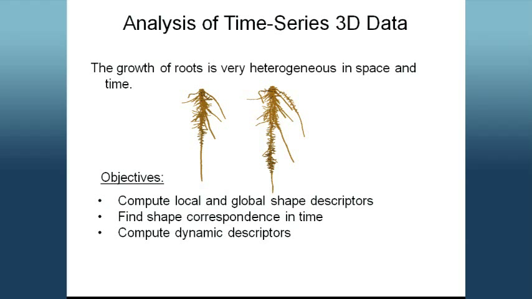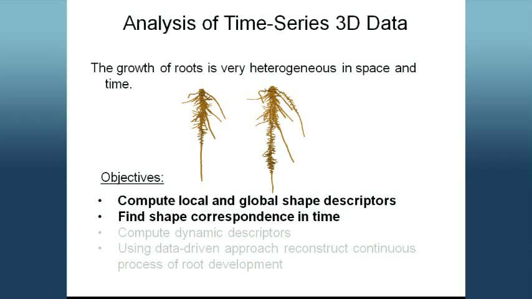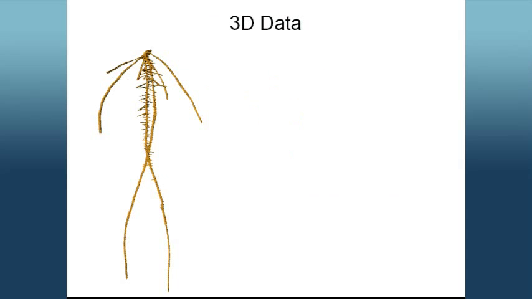So if we can compute dynamic shape descriptors, we can probably use a data-driven approach to reconstruct the continuous process of root development. So currently I'm working on the first two steps of this project, and in the rest of my talk I will present preliminary results of the first part of this project. Before I do that, I would like to show you the data that we are working with.